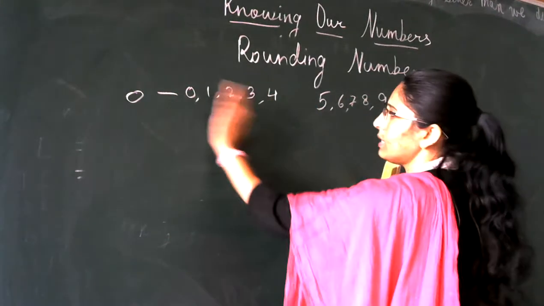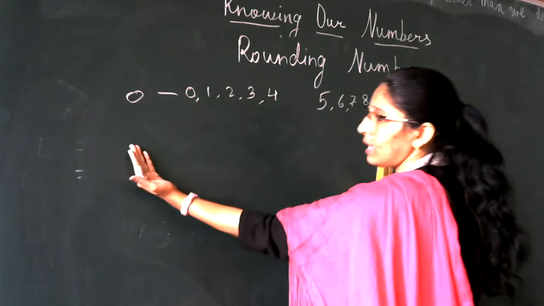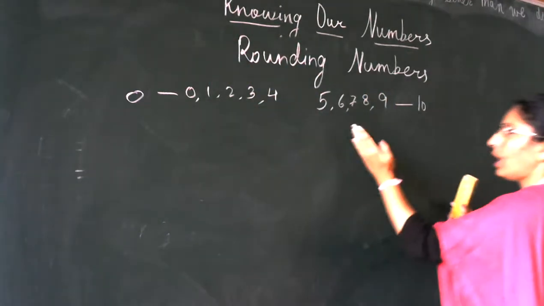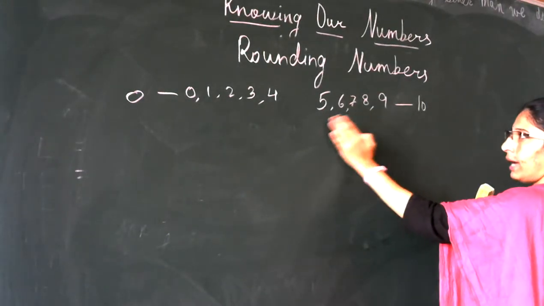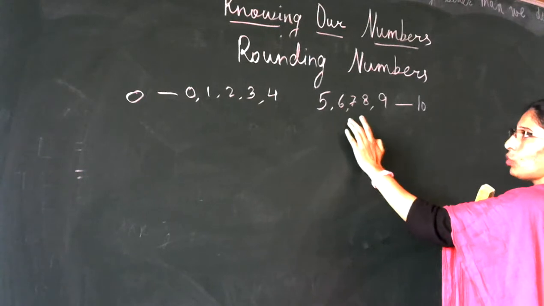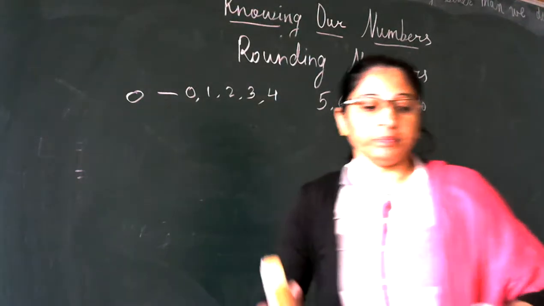So these numbers 0, 1, 2, 3, 4, then that time the previous number will come when we are rounding off. And when the digits are 5 and more than 5, the next number will come. That means we need to add.